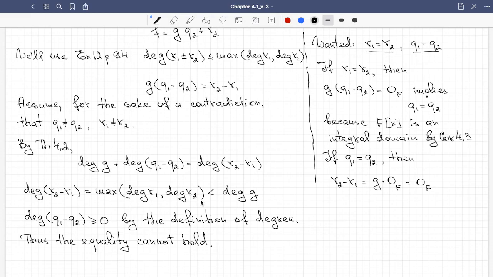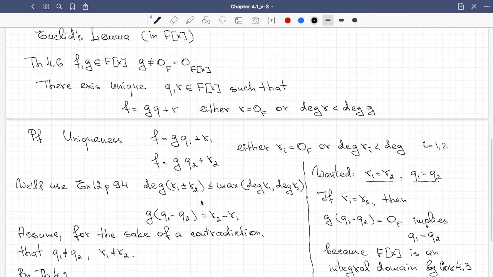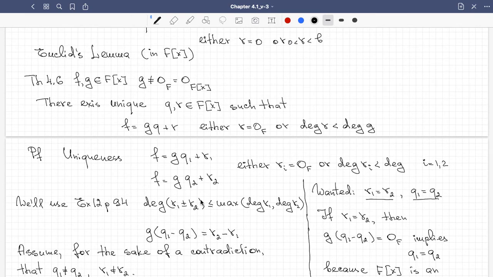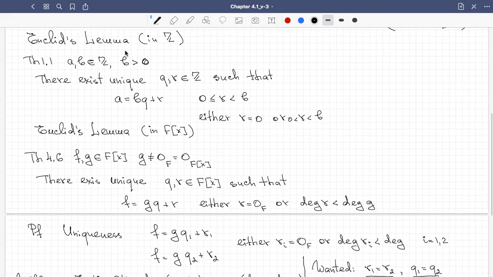Now we have proved the uniqueness clause of Euclid's lemma. I will prove the existence again not following the book, but differently, following how I proved Euclid's lemma for integers. I will follow that way to prove the existence.